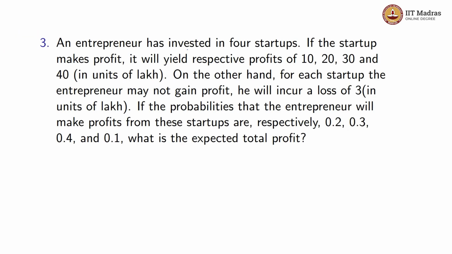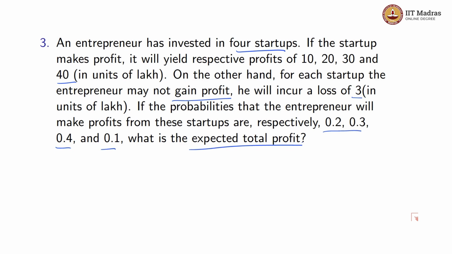An entrepreneur has invested in 4 startups. If a startup makes a profit, it will yield respective profits of 10, 20, 30 and 40 lakhs. On the other hand, for each startup, the entrepreneur may not gain profit. He will incur a loss of 3 lakhs. If the probabilities that the entrepreneur will make profits from these startups are respectively 0.2, 0.3, 0.4 and 0.1, what will be the expected total profit?